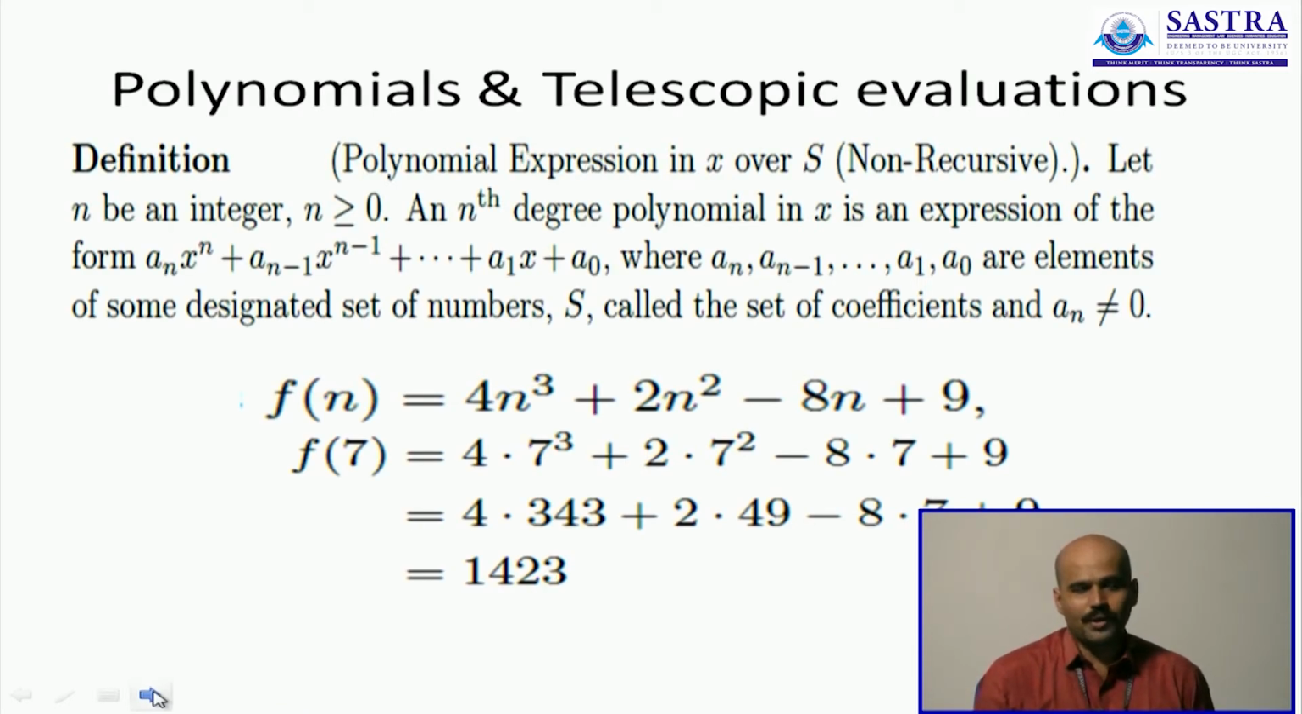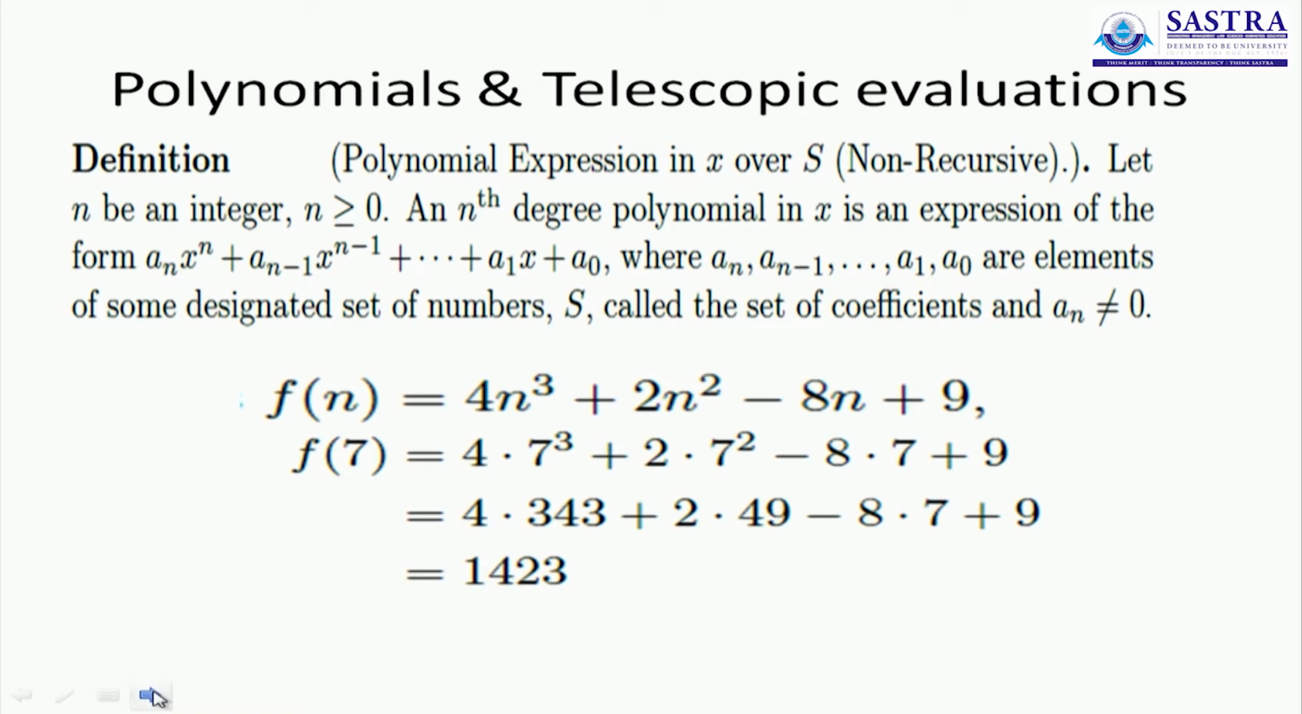The concept of a polynomial is pretty elementary. You might have learned it in classes 7, 8 and 9. I can formally define a polynomial as given on the screen. Let n be any non-negative integer, and an nth degree polynomial in x is an expression of a particular form where a n minus 1, etc., a1 and a0 are constants which we call the set of coefficients. And when we say that the given polynomial is of degree n, then this coefficient an is necessarily non-zero.